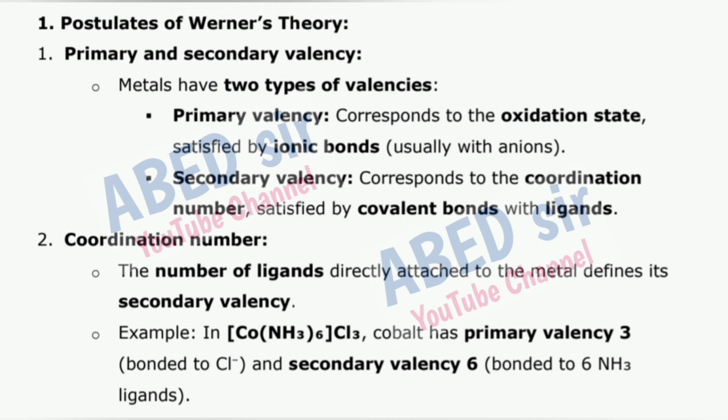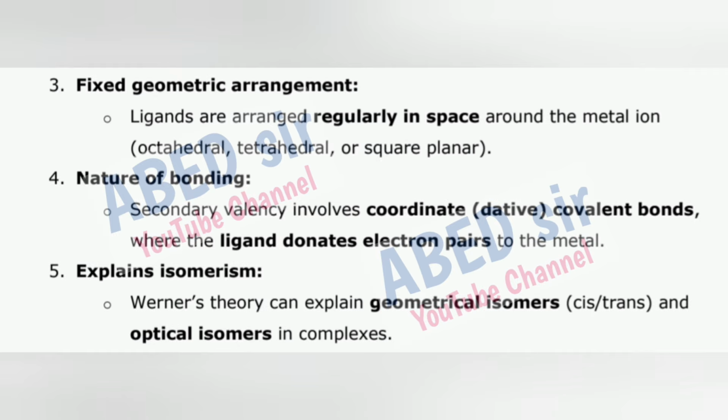2. Coordination number. The number of ligands directly attached to the metal defines its secondary valency. Example: in [Co(NH3)6]Cl3, cobalt has primary valency 3, bonded to Cl, and secondary valency 6, bonded to 6 NH3 ligands. 3. Fixed geometric arrangement. Ligands are arranged regularly in space around the metal ion: octahedral, tetrahedral, or square planar.